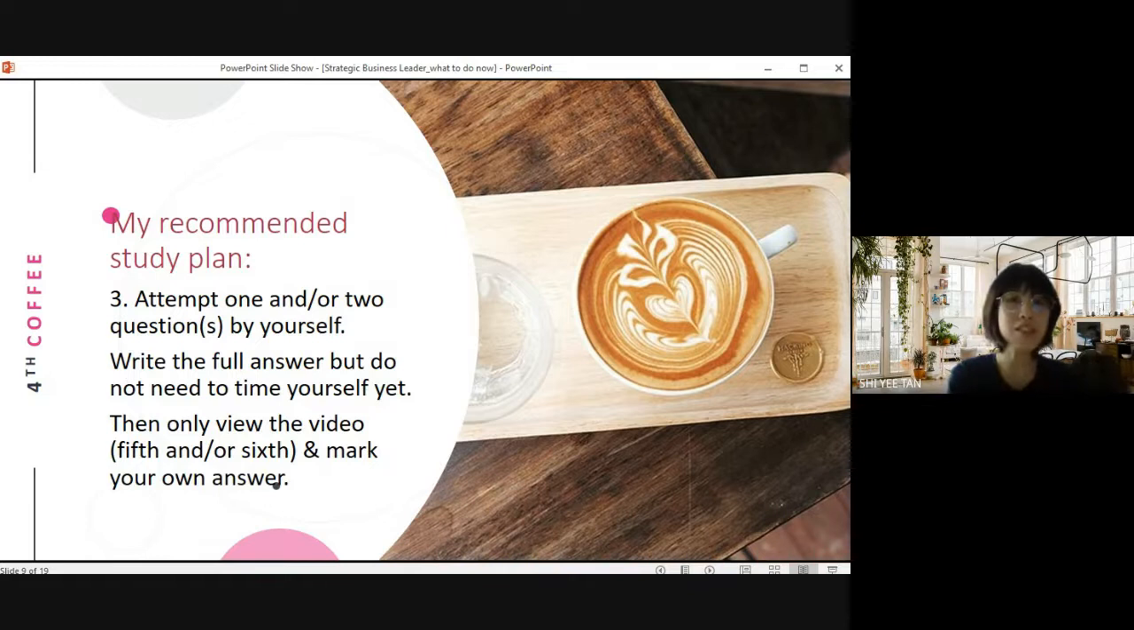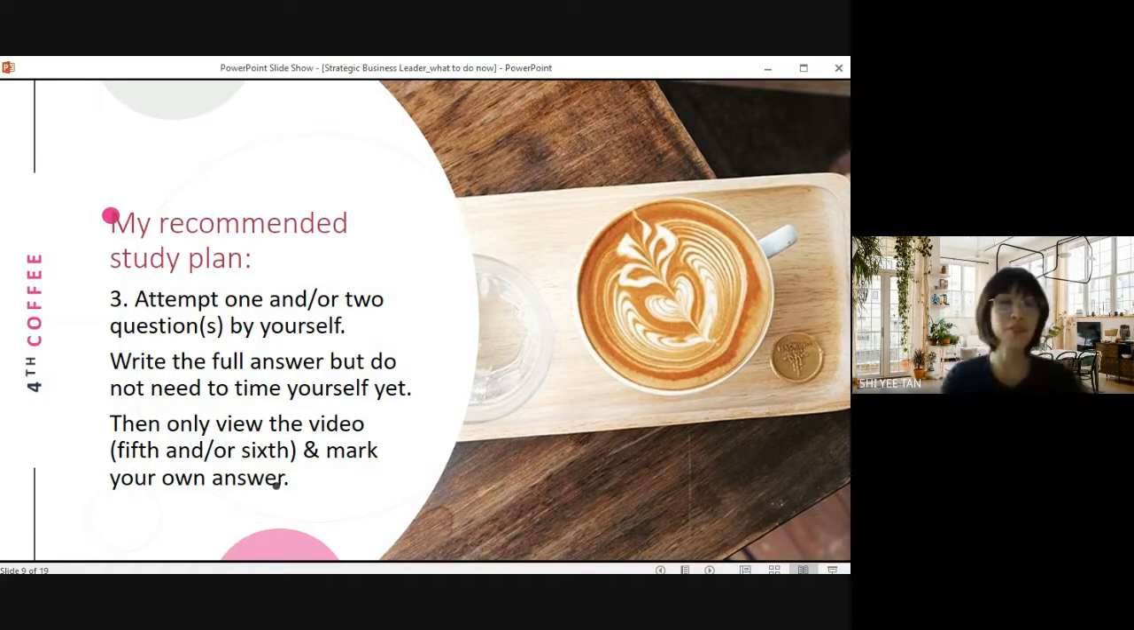So during stage number 2, they are okay, they can write the key points. But when you go to stage number 3, when you ask them to write the full answer, they will have problems. Don't be surprised. So at this stage number 3, we are focusing on writing the full answer with your own points. Then only you view the video.